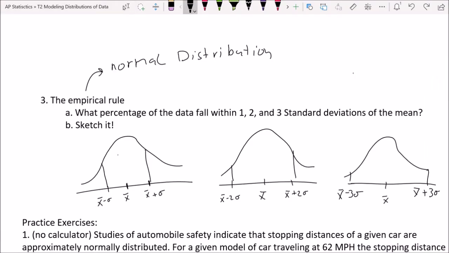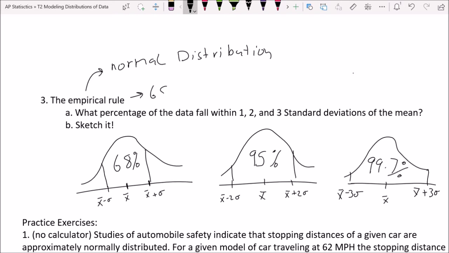Let's fill those in. So 68%, 95%, and 99.7%. And people, you got to commit that to memory. Okay, I'm going to write that up here.